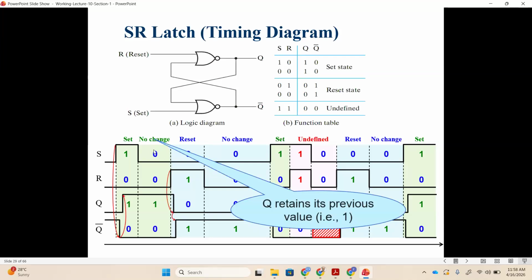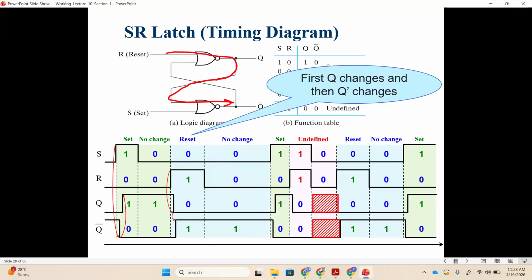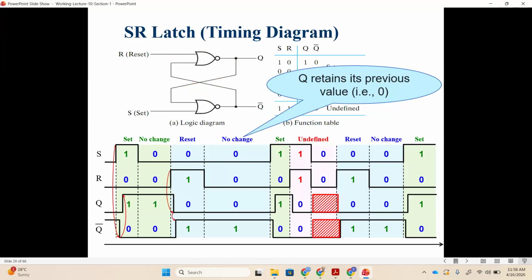0 0. No change, so this 1 will remain as 1 and 0 will remain as 0. It will retain its previous value. Now in the next cycle we are resetting. Since we are resetting, reset will dominate, so the path will be from here. Q will be 0 and Q bar will be 1. Then no change, this is 0 0, so it will retain its previous value.